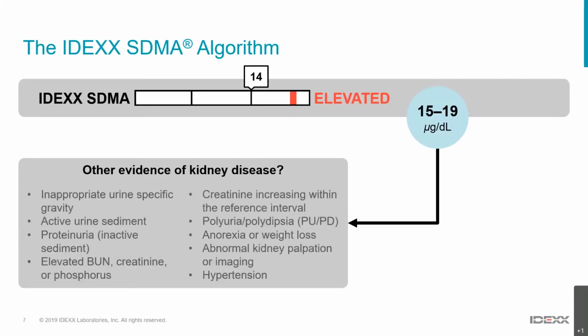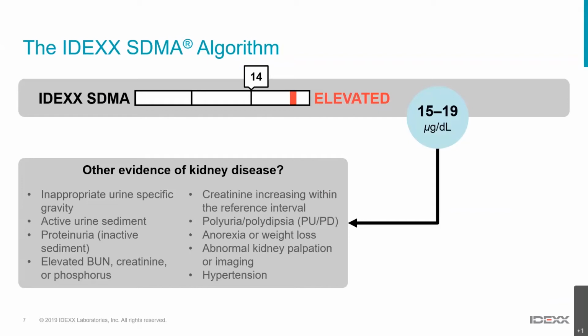With regards to other evidence of kidney disease, it involves us doing things such as considering the patient's USG. Is it inappropriately low? As a rough guide, in dogs, we would say this is a USG of less than 1030, and in cats, a USG of less than 1035. If we have active urine sediment present, particularly casts, white blood cells, or bacteria, we would consider this evidence of kidney disease. If our patient has proteinuria in an inactive sediment, so that's a UPC ratio of greater than 0.5 in a dog or greater than 0.4 in a cat, we should consider this evidence of kidney disease.